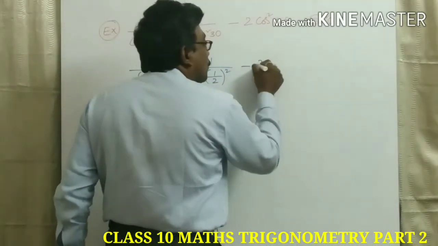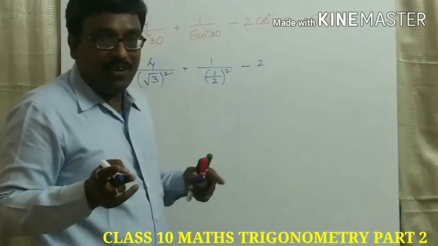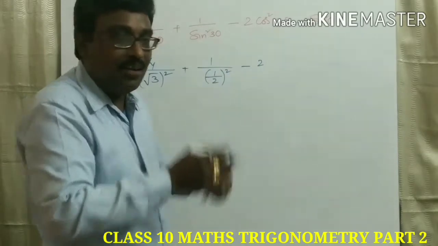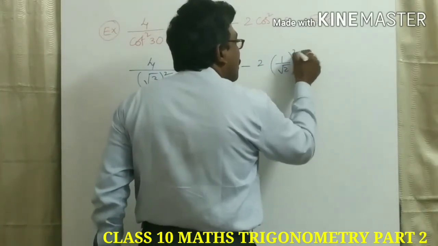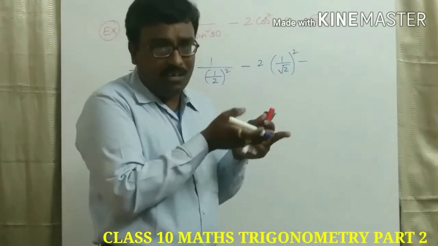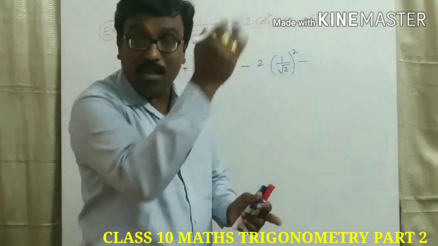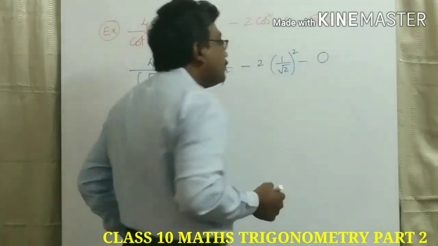Then sin square 30 minus 2 cos 45. Cos 45 and sin 45 are in the middle, they are both equal, that is nothing but 1 by root 2, minus sin 0. 0 means we are starting from the beginning angle, first 0 by 4, it is always 0. So sin 0 is 0.